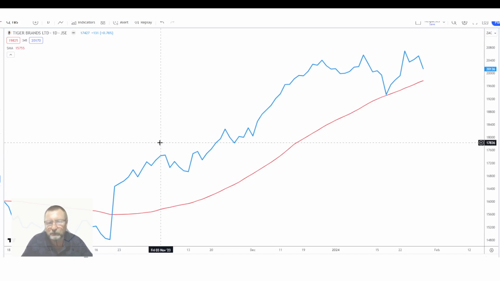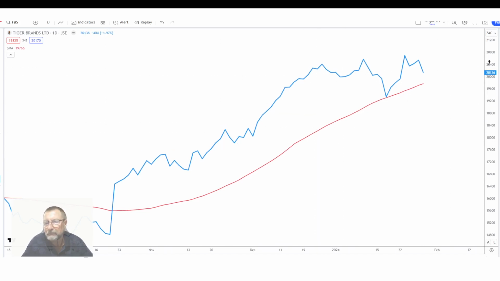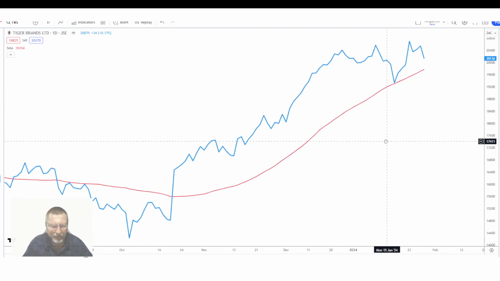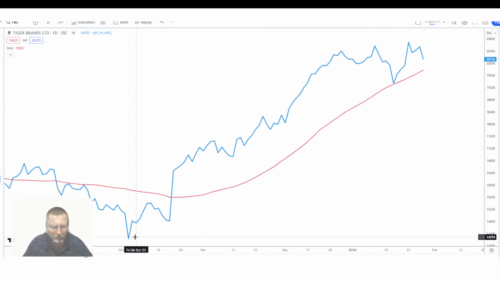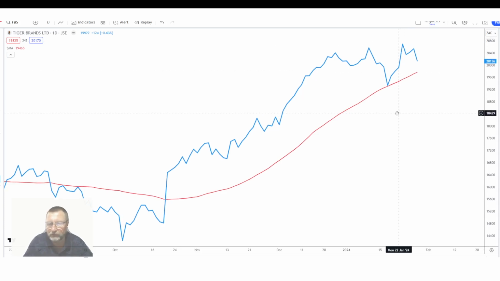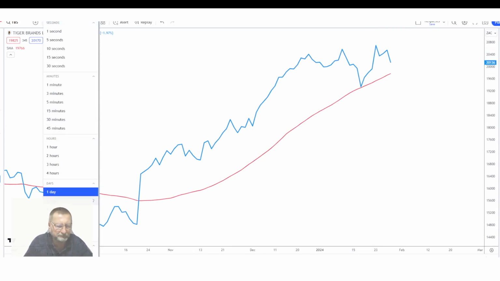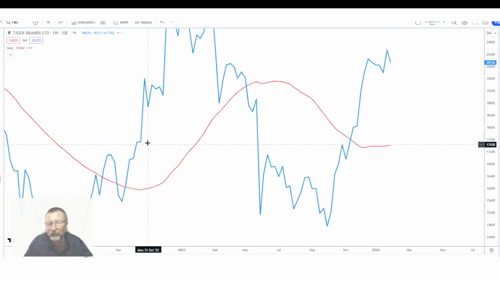Now, the first chart that we're going to look at this week is Tiger Brands. Now, Tiger Brands, I mean, what a rally since October 23, from 142 to 201 Rand. Now, I want to say to the viewer, remember, line charts, if this is a daily chart, but let's go to a weekly chart. It's better to explain like that.